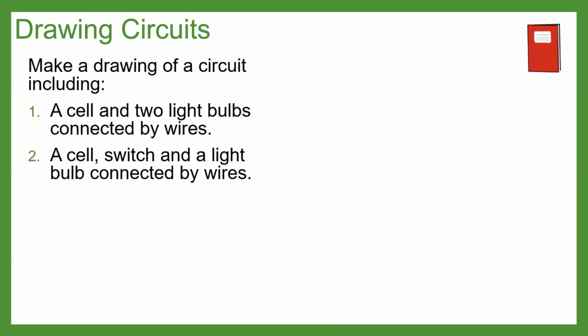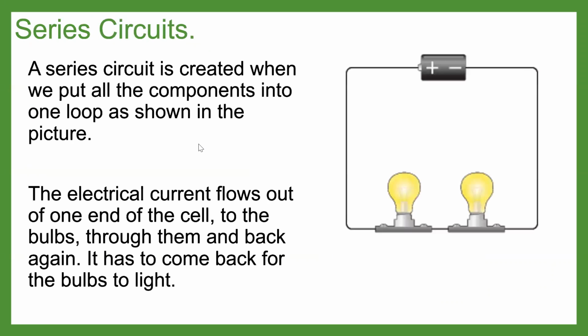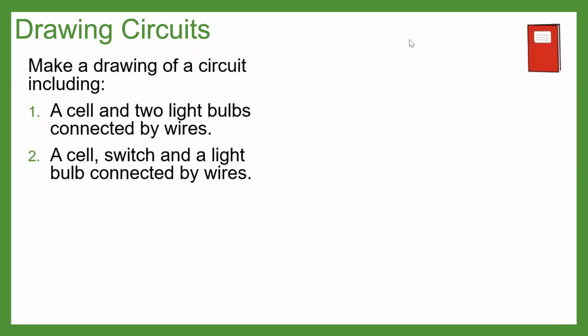I'd like you to have a go at drawing a circuit. So you're going to have a go at drawing a circuit, including a cell and two light bulbs connected by wires, and a cell, a switch, and a light bulb connected by wires. Now, when we are drawing our circuits, we need to have nice straight lines there. Okay, nice straight lines for our wires.